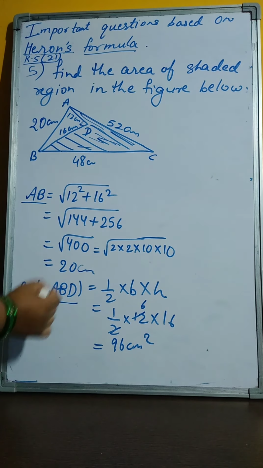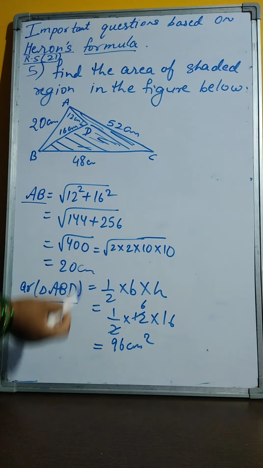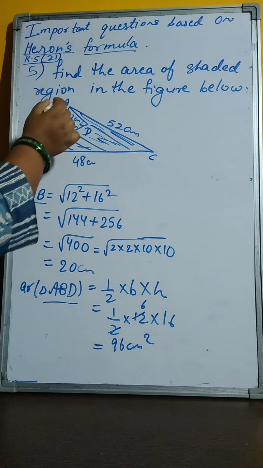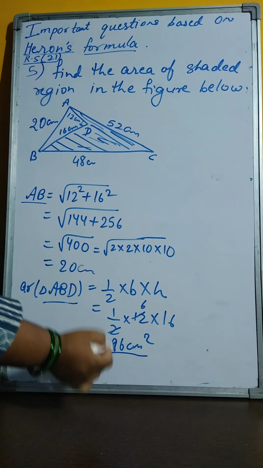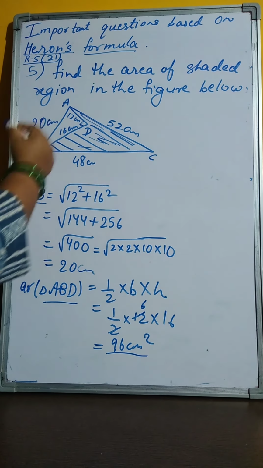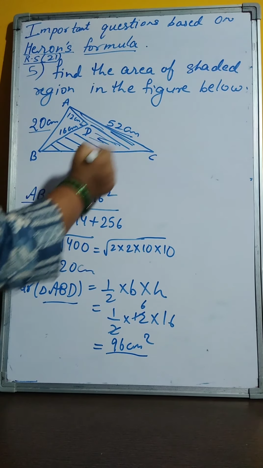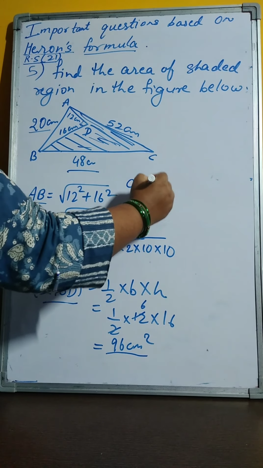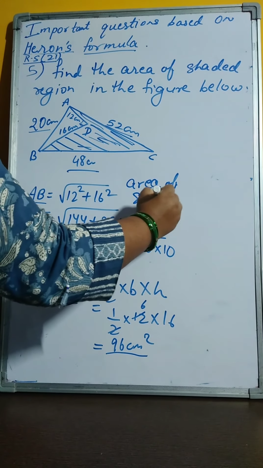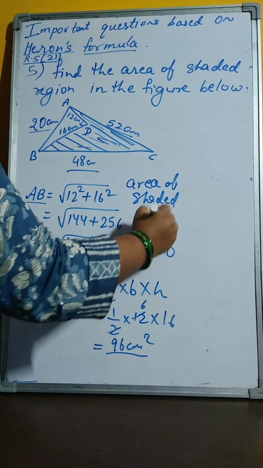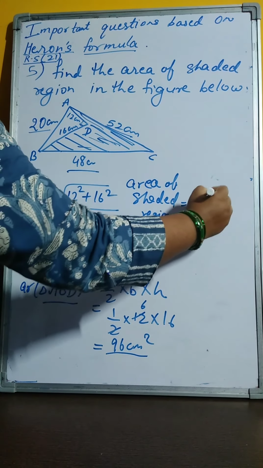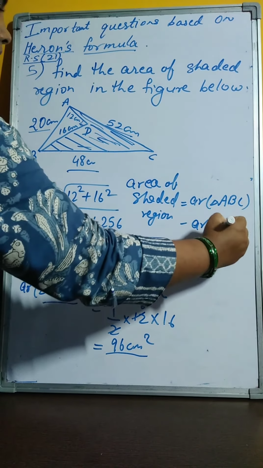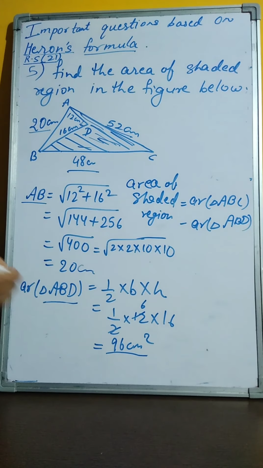Now area of triangle ABD we can calculate by half base into height. At the place of base we can put 12 and at the place of height we can put 16. So area of ABD is coming 96 centimeters square. Now area of ABC we can calculate by Heron's formula. All the three sides are known. You will find it out. Then area of shaded region will be calculated by area of triangle ABC minus area of triangle ABD. Now I think you can complete it.